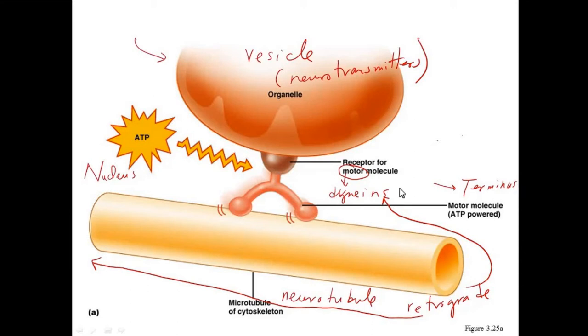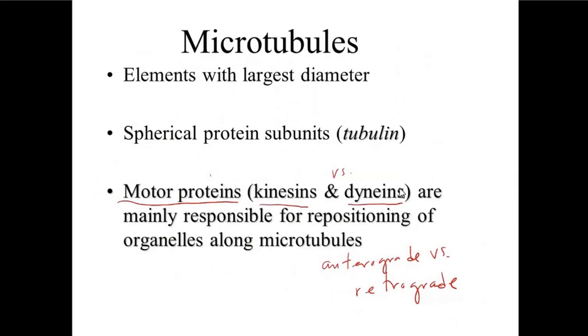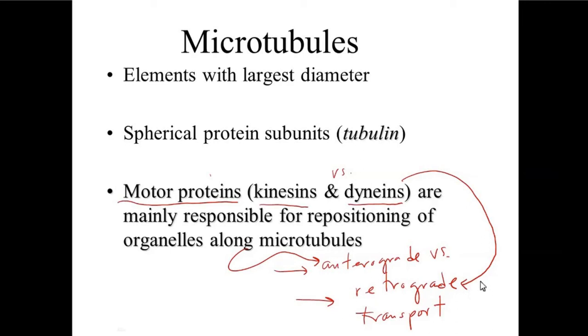So again, just a very brief breakdown of the function of kinesins versus dyneins in relation to anterograde versus retrograde transport. The kinesins facilitate the movement, or I should say, are involved in anterograde transport. Dyneins are linked to retrograde.